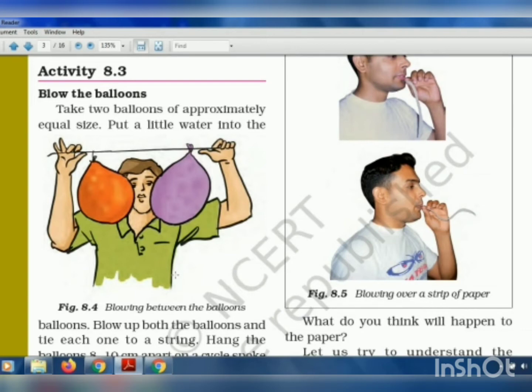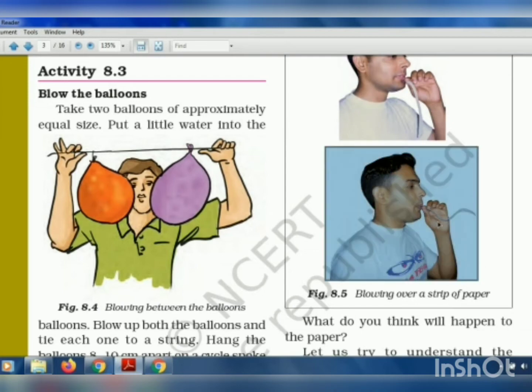Why? Because we know that wherever the wind speed is high, the air pressure is low. So in between these two balloons, the air pressure is low, and on the sides the air pressure is more. So the air pressure on the sides of the balloon pushes the balloon to the center, and that is why the balloons move towards each other.